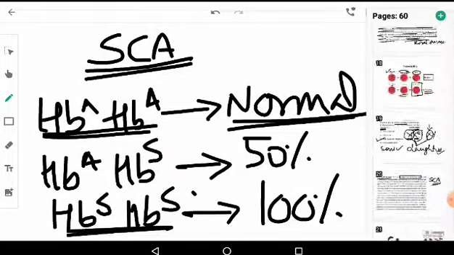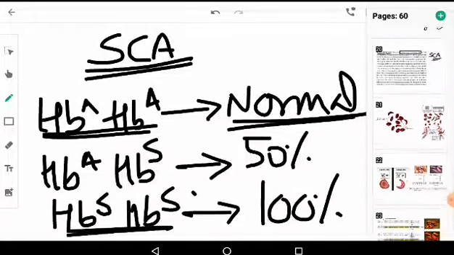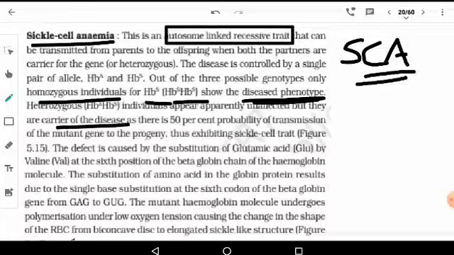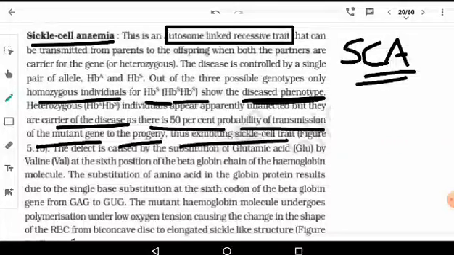Now let's come back to NCERT. Out of the 3 possible genotypes, only homozygous individuals, that is HbS HbS, show the disease phenotype. Heterozygous individuals are going to be carriers of the disease, and there is 50% probability of transmission of the mutant gene into the progeny, thus exhibiting the sickle cell trait.